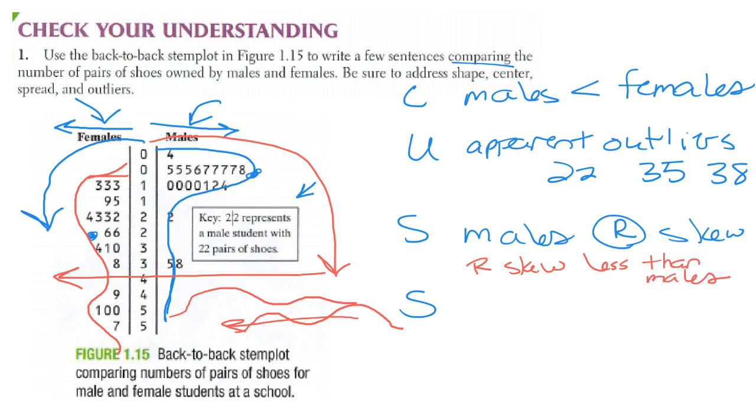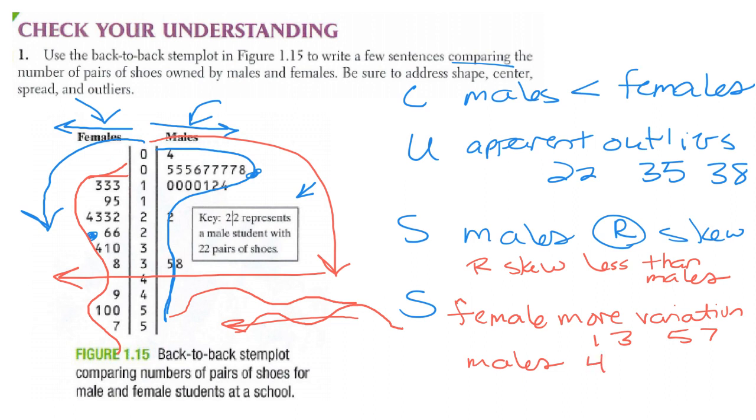In my spread, the female is going to vary. Females seem to vary more. So it seems to have more variation with our actual numbers here, from 13 to 57, where males have less variation. So there's our comparison language, 4 to 35.